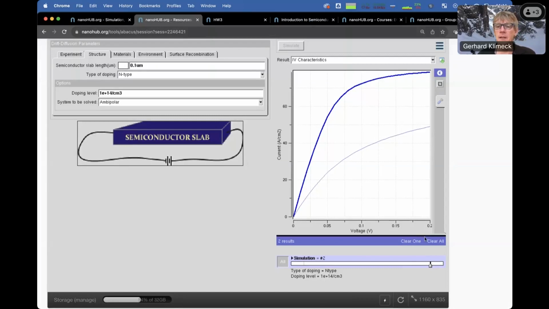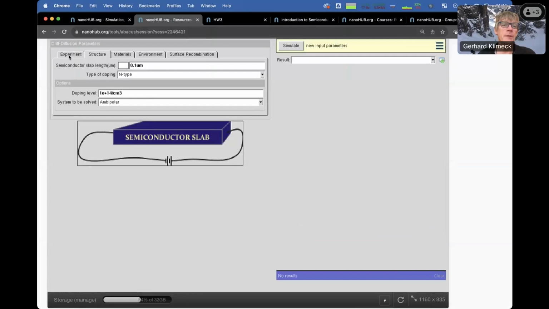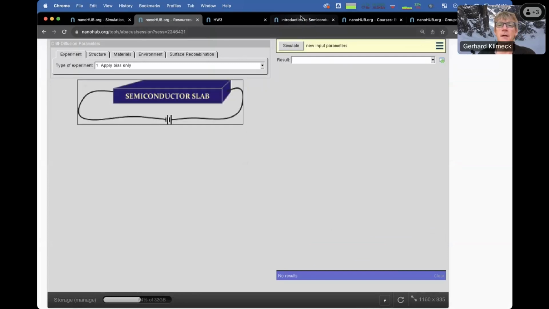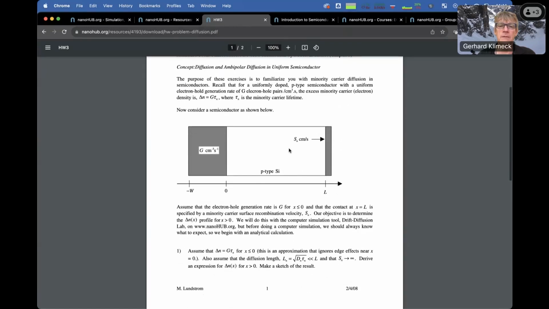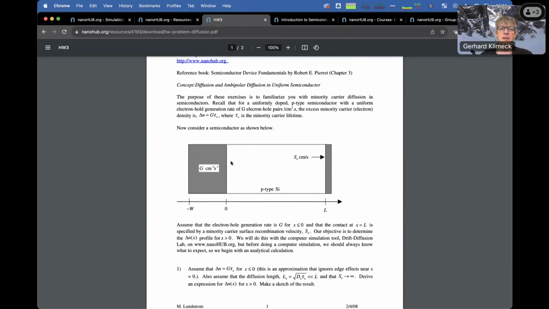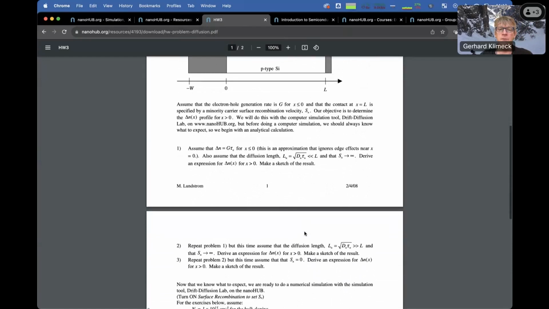Now let me clear these results here and go into something maybe a bit more interesting. That's a homework here that lets people do a lot of analytical push-ups, right? So quite typical, you say illuminate a slab homogeneously at a certain rate and then calculate the minority carrier concentrations here, assume some boundary condition here, and it walks the students through several approximations or scenarios.